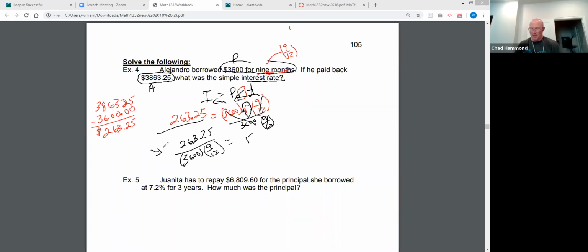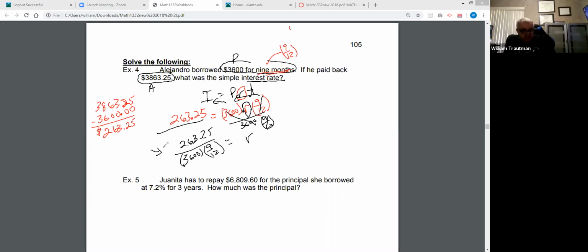263.25. I'm going to put a second fraction in down on the bottom.